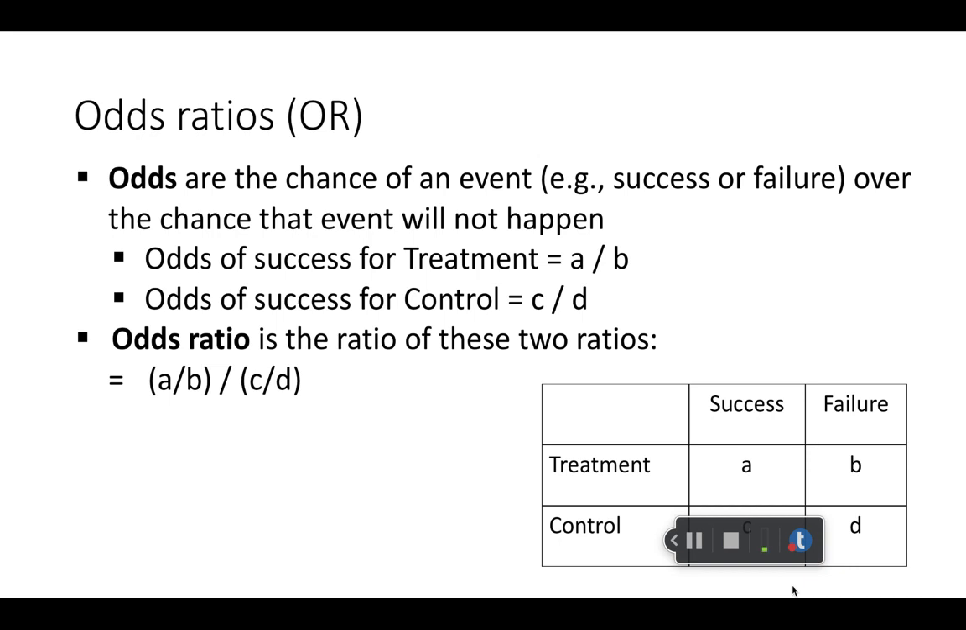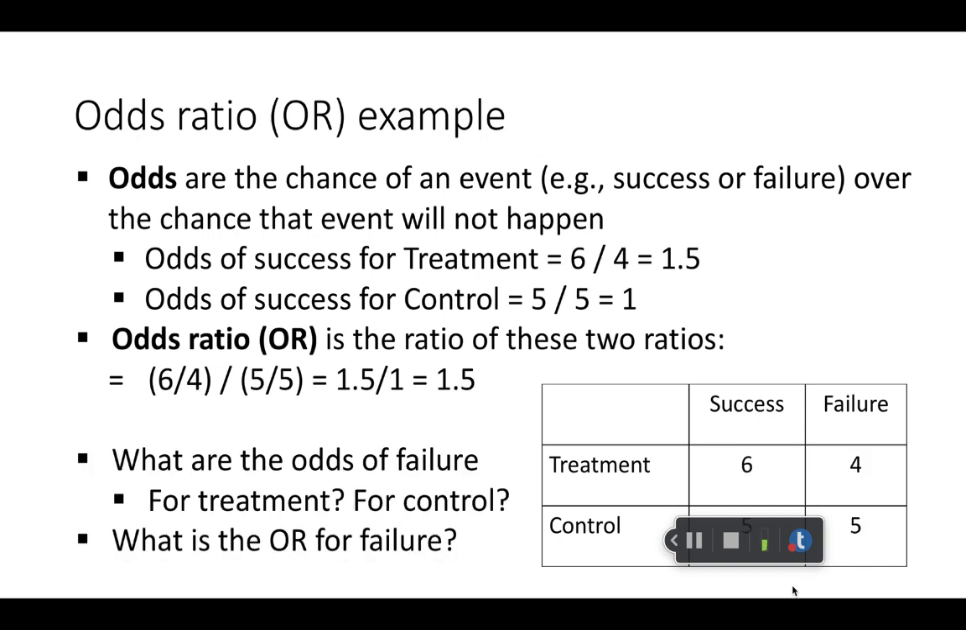So the odds of success for treatment are A over B. The odds of success for the control group are C over D. And then the odds ratio is the ratio of these two ratios. So A over B divided by C over D. Now the math is not hard, and I just plugged in some numbers to show you how this works.